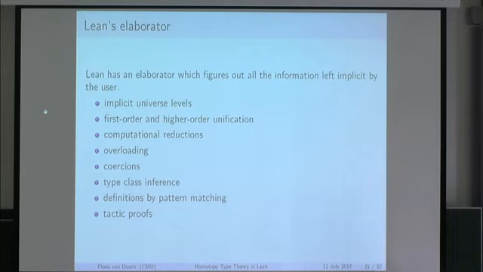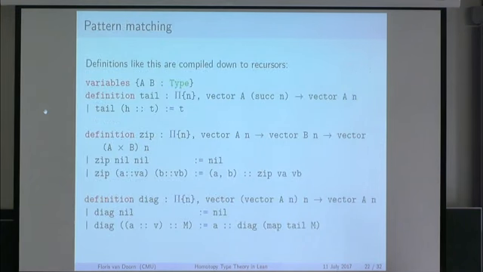Like overloading, coercions, type class inference. You can do definitions by pattern matching and tactics. So for example, you can still do definitions by pattern matching in Lean. They will just internally be represented as applications of recursors. So there's a nice dependent pattern matching package which compiles all these definitions down to just recursors of type theory. Dependent pattern matching is notoriously quite difficult to compile, but Lean does that all automatically for you.